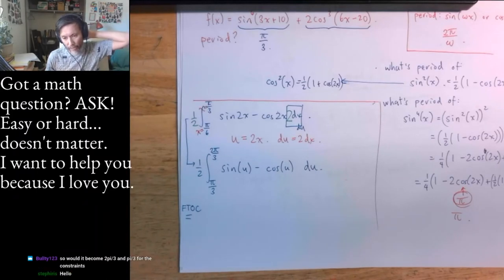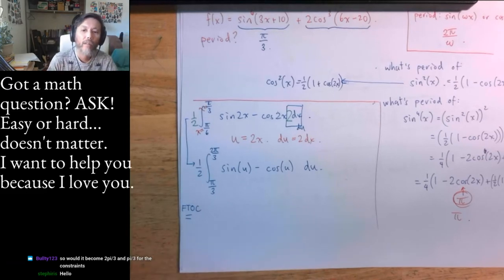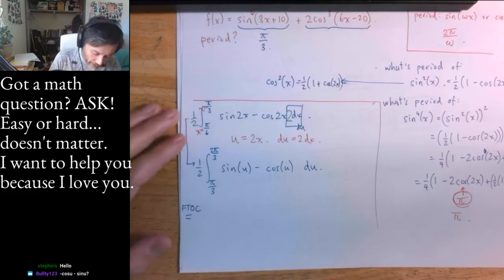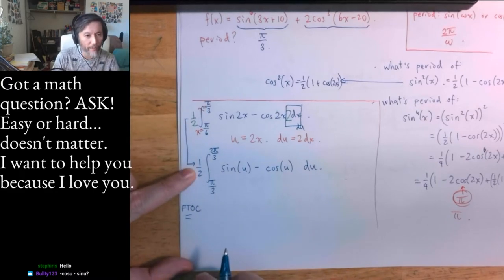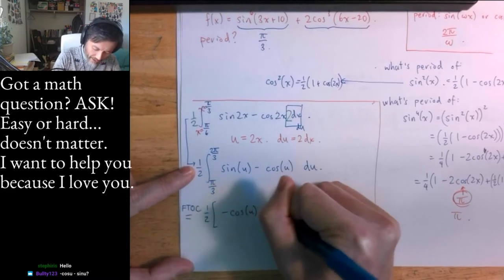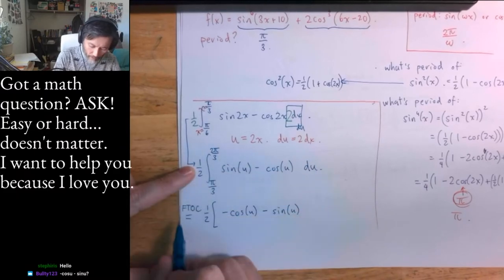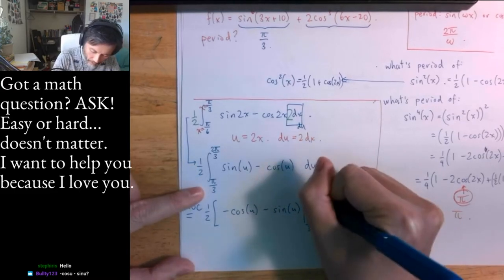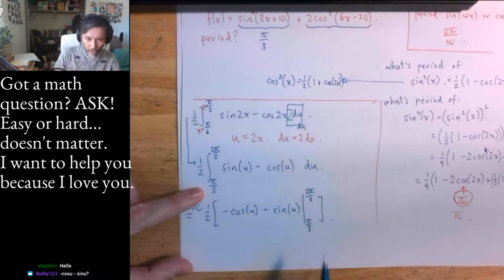Hi, Stephiris. What's an antiderivative of sine u minus cosine u? Negative cosine u minus sine u. Yeah, that's right. Good. And don't forget about the 1/2 out here. So we're going to have 1/2 negative cosine u minus sine u. And we're going to evaluate this. This is the notation that is often used. I hope you're comfortable with it, from pi over 3 to 2 pi over 3. Have you seen this notation before?